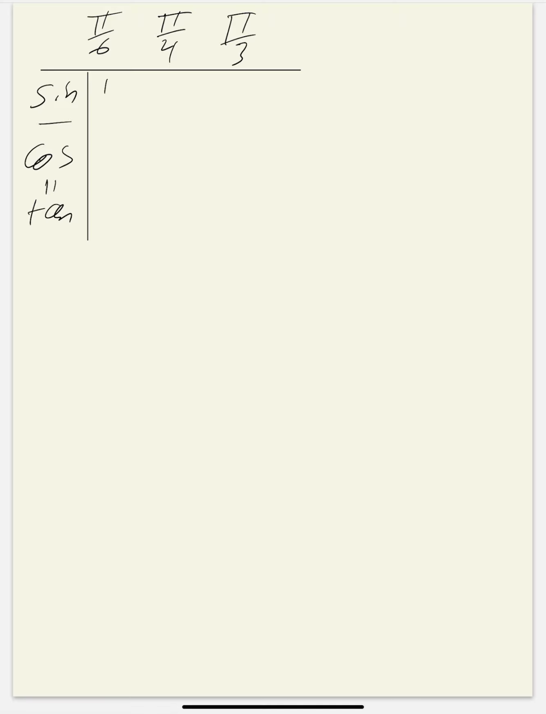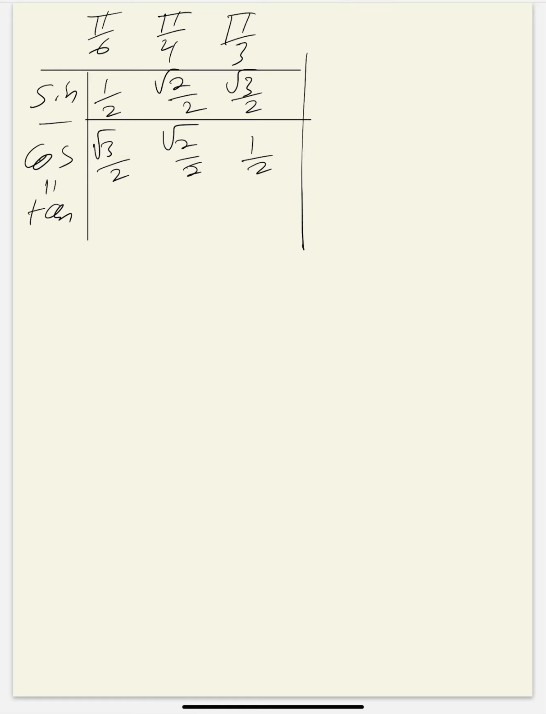And then you simply just go 1, 2, 3, and 3, 2, 1, where these are all 1 over 2. And then you just take the square root of each of these values. And that is sine and cosine completely done.